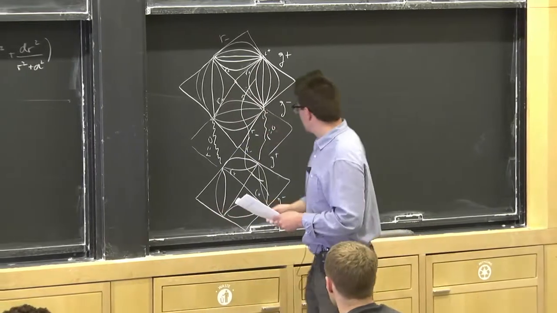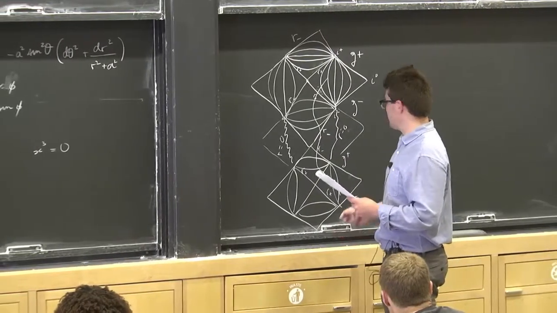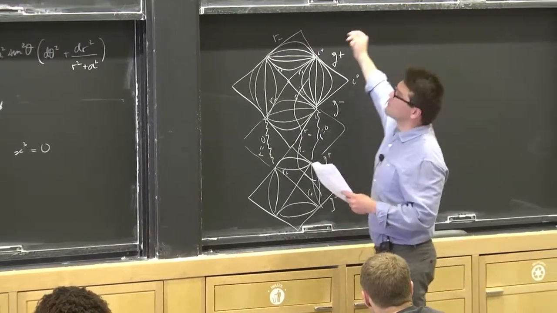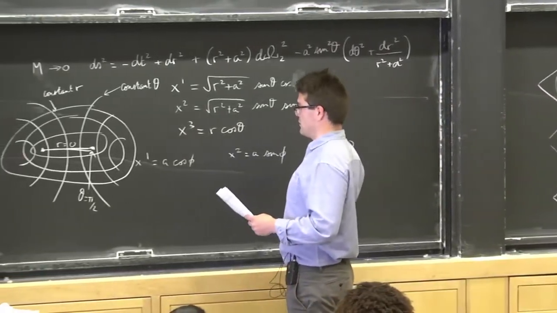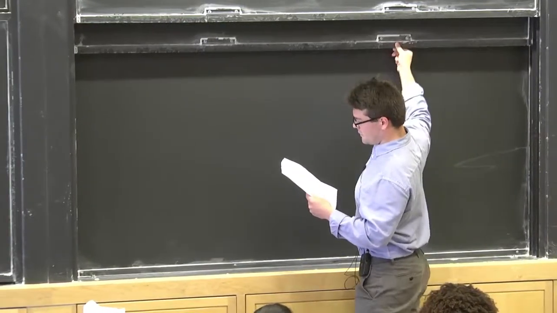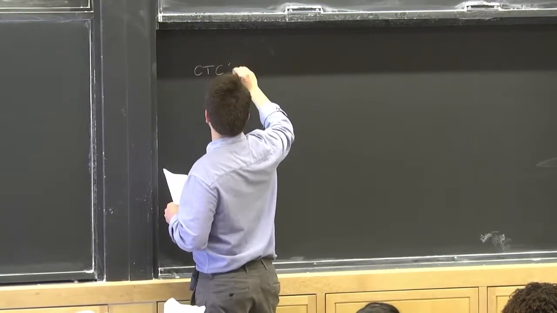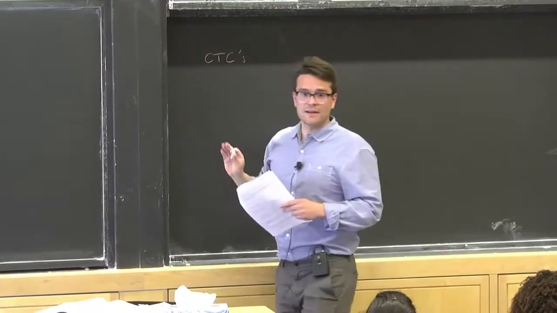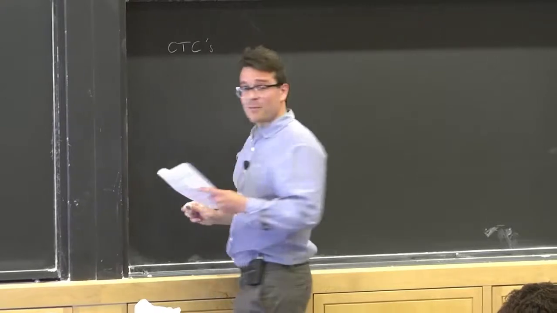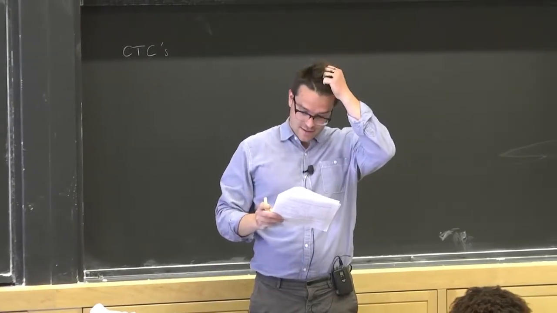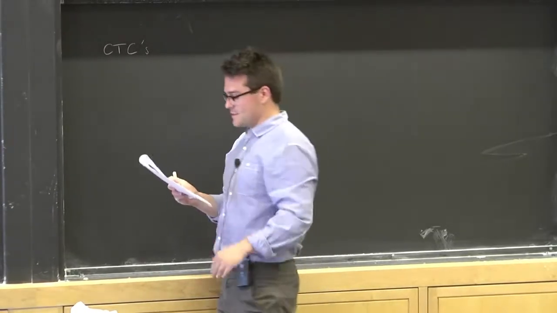OK. Let me say one other funny thing about this region of negative r. Maybe here. So there are closed time-like curves, CTCs. And that's the last thing I want to say about the causal structure. So these are really problematic and may violate causality. And so I think real black holes definitely don't have r negative for that reason.